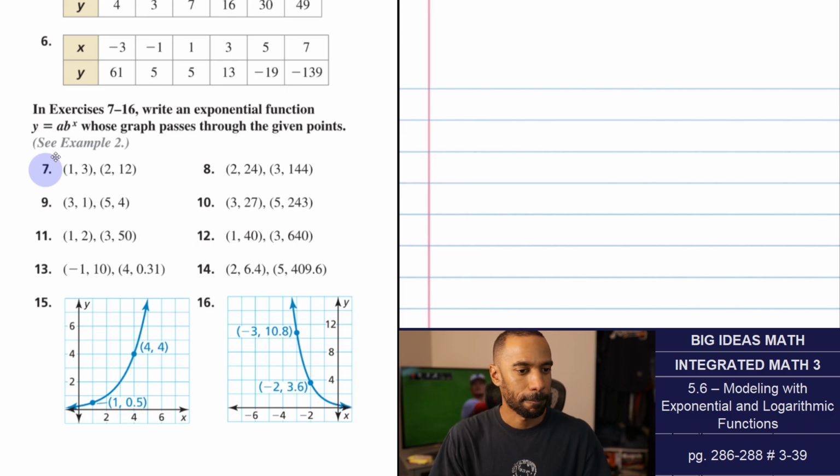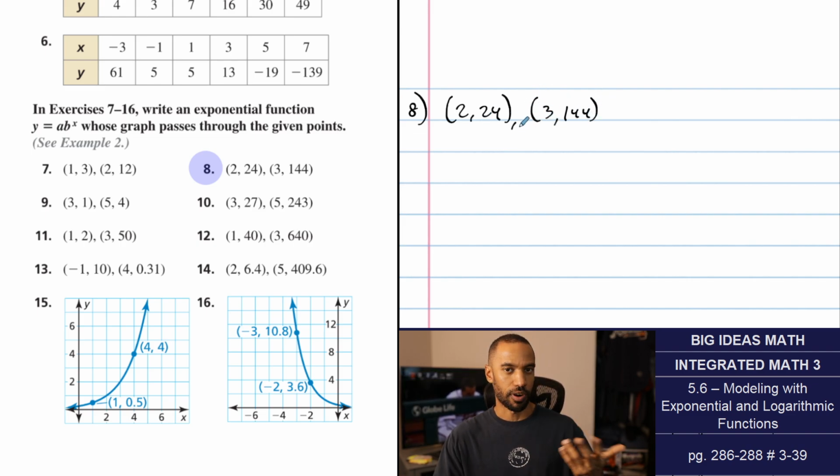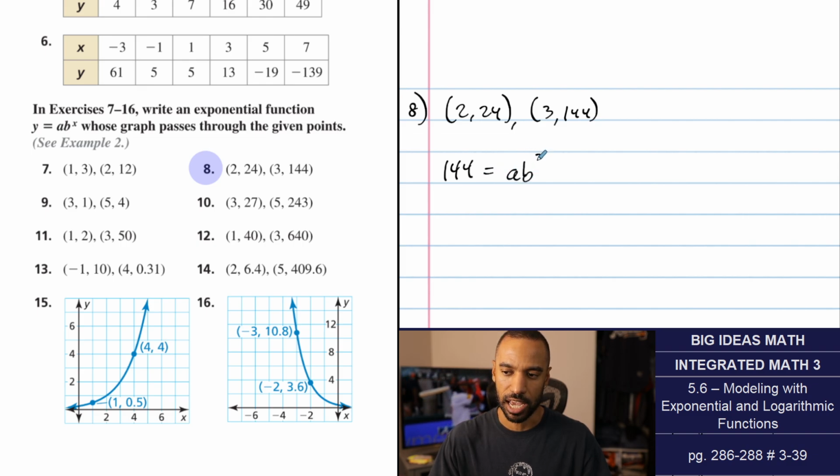All right, number 8. I'll solve this one this time using elimination. So our 2 points are (2, 24) and (3, 144). Now there are other things we can speak on as far as how we believe the answer goes. I'm going to write this one first. I like to write the bigger ones on top when it comes to using the elimination method. So this is my x and y. y equals ab to the x power. And here, y equals ab to the x power.